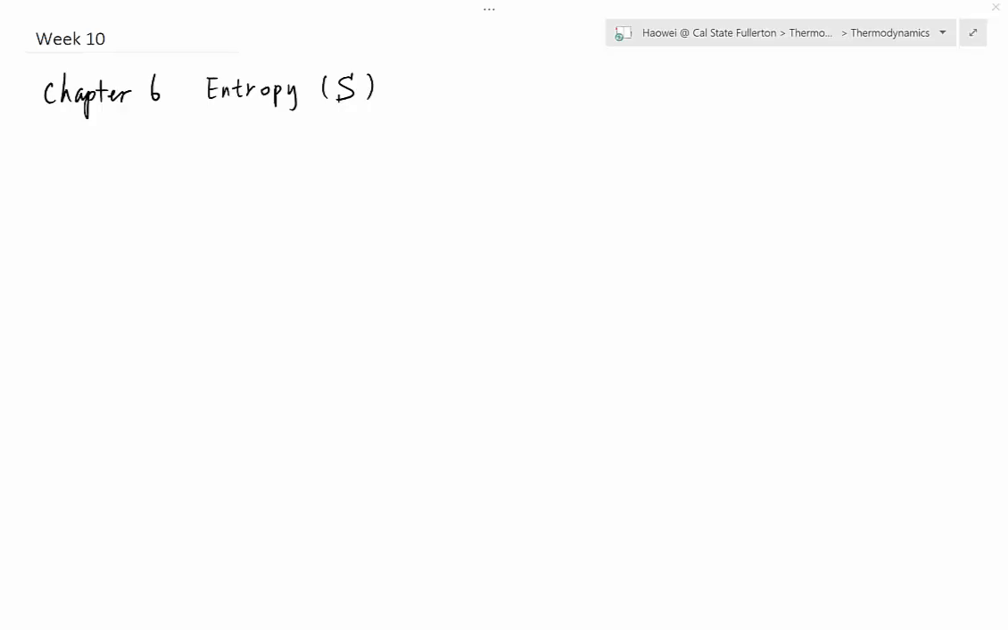We start Chapter 6, Entropy. Do you remember the third expression of the second law of thermodynamics is to say it is impossible to destroy entropy. So what is entropy? Entropy is a property that we use to describe the direction of a process. We start from the definition.